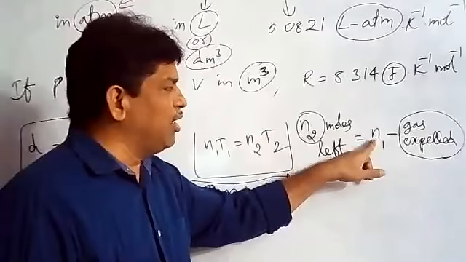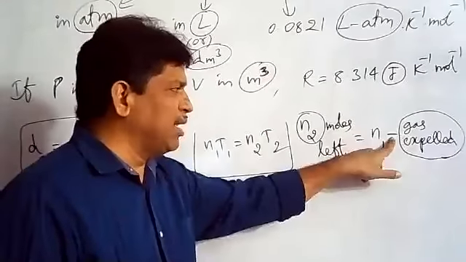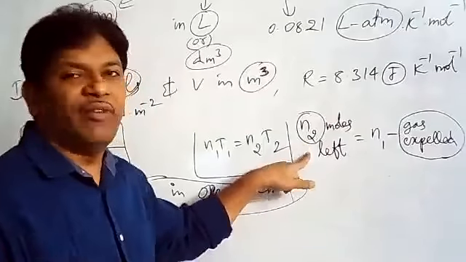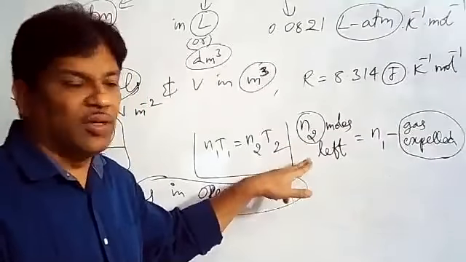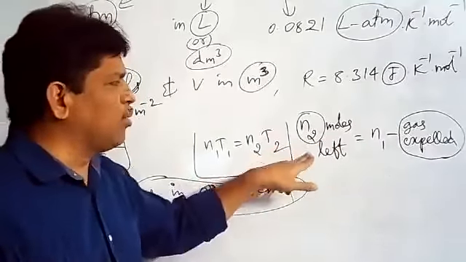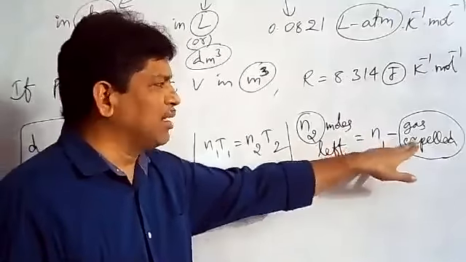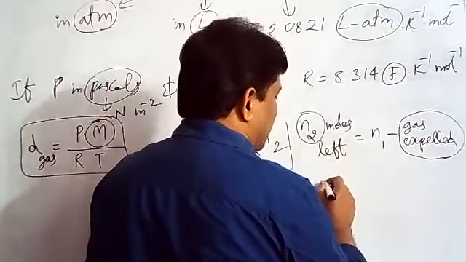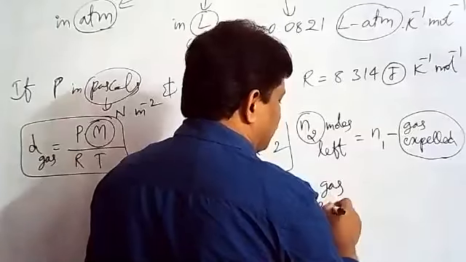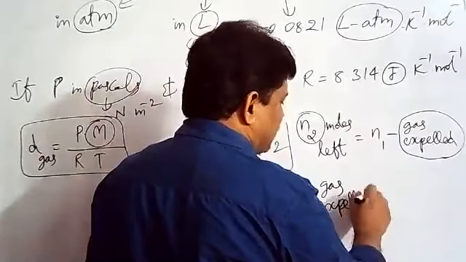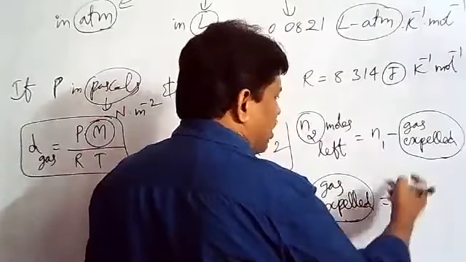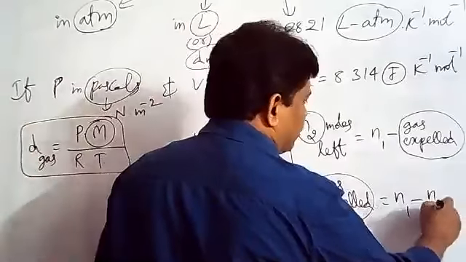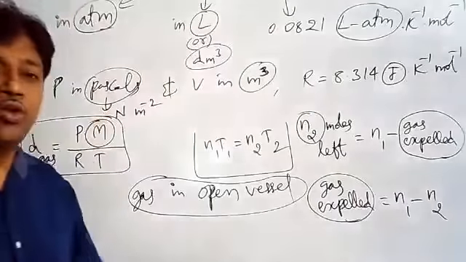Then what we have taken? Initial moles 1 minus expelled 3 by 5. That will be equal to the number of moles left over. So number of moles left over in the vessel, N2 value, will be equal to N1 minus gas expelled. Or sometimes gas expelled will be asked. So the gas expelled, meaning escaped, is equal to N1 minus N2.